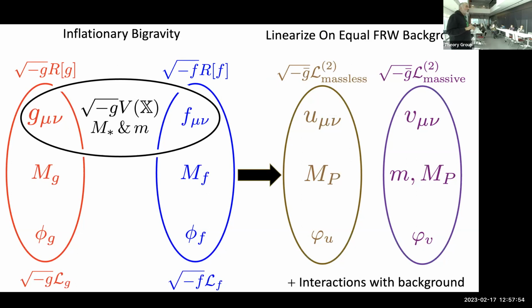So this is what we started with. There was a coupling between G and F. Now there's no coupling between U and V at quadratic order. So there's a massless tensor identified as the graviton and a Planck mass. And there is another scalar field phi U, and I'll show you how these all couple in a moment. There is a massive tensor field, V mu nu, which has a Fierz-Pauli mass M, and the Planck mass M_P, and phi sub V.